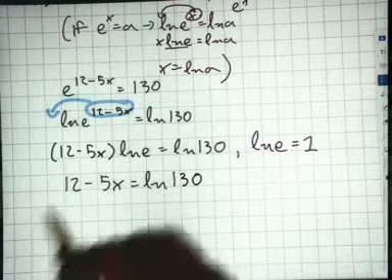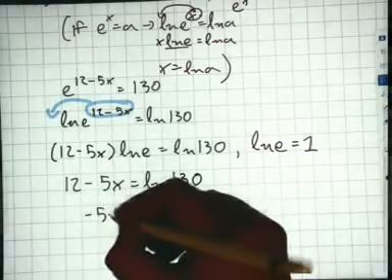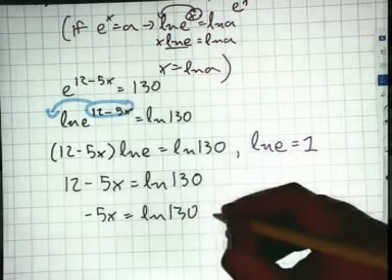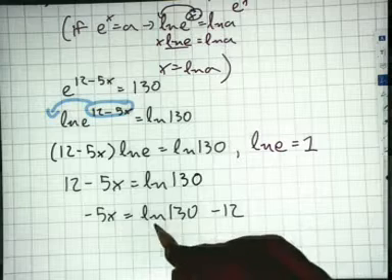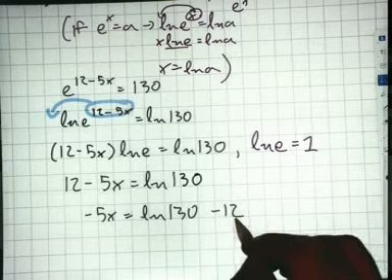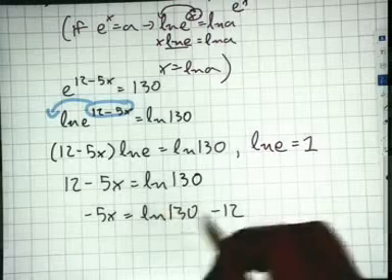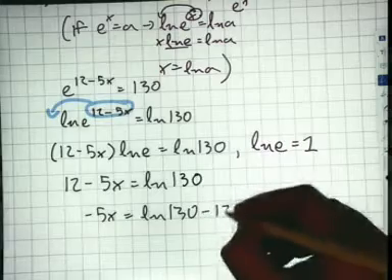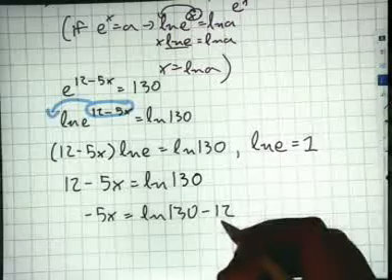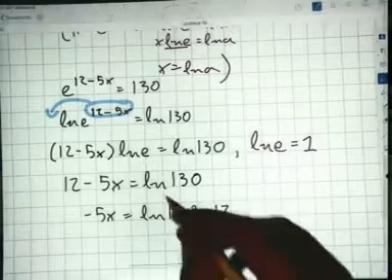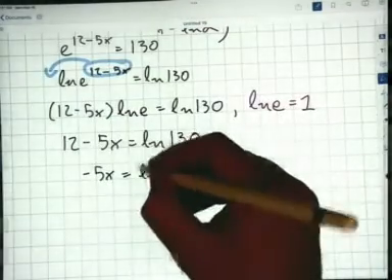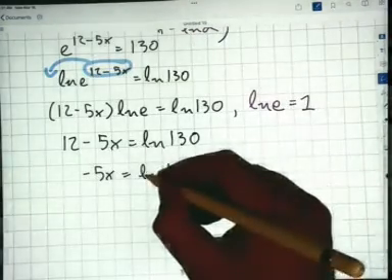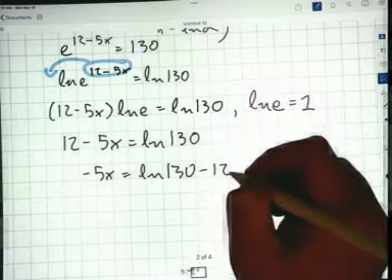All right, so what are we going to do first? How about we subtract the 12? Now, when we subtract a 12 like this, it is not the natural log of 130 minus 12. It's the natural log of 130, then you're subtracting 12. So don't think that we're doing the 130 first, minus 12, and then doing the natural log. I guess even more clear would be to put parentheses, but you don't have to do that. It's understood that you're doing the natural log of 130, and then you're subtracting 12.